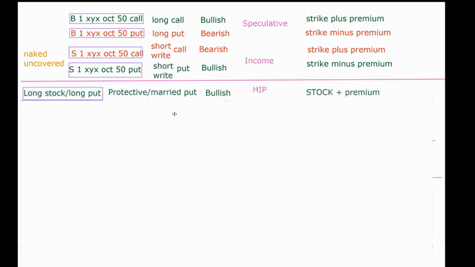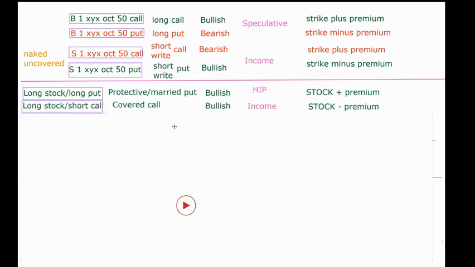Okay. If you're long stock and long a put, that's a protective put, or if it's done on the same day, it's a married put. You're still bullish because the stock rules. And HIP, in my world, means hedge, insure, protect. So if you buy stock and then buy a put, you're doing it for HIP. I always say buyers are HIP. Since it's buy and buy, it's stock plus premium for the break even. Super easy.